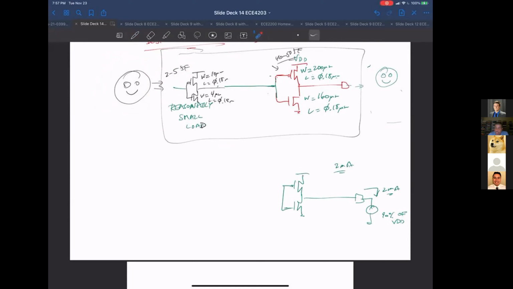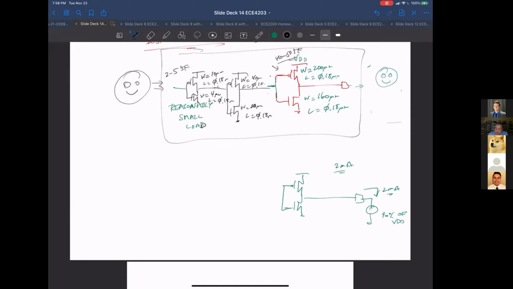Now, the thing is, they've made the driving of this thing your problem. So this guy's happy, but you've got to somehow drive this guy starting with a small device. The way you deal with that situation, I didn't prove this to you, is you put in other stages here to get the optimal speed. You progressively scale up the width of the stages. So it might make the width of this guy be 40 micron, and the length be 0.18, and this width be 20 micron, and the length being 0.18.